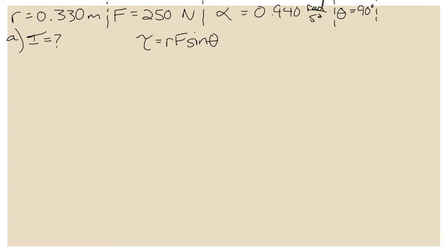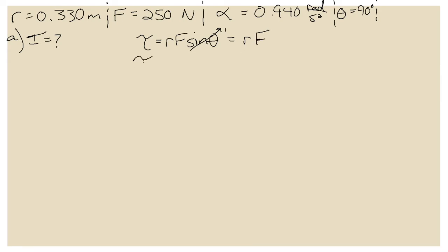Now, you could plug in 90 degrees if you want. I don't really care. But the sine of 90 degrees is 1. And so most times I'm just going to cross that out and write 1 and just rewrite the equation as the product of R and F. And so you could do that here.